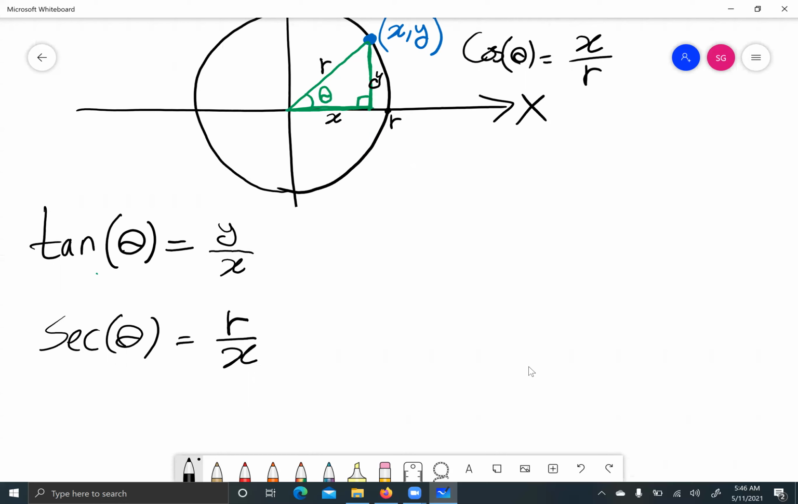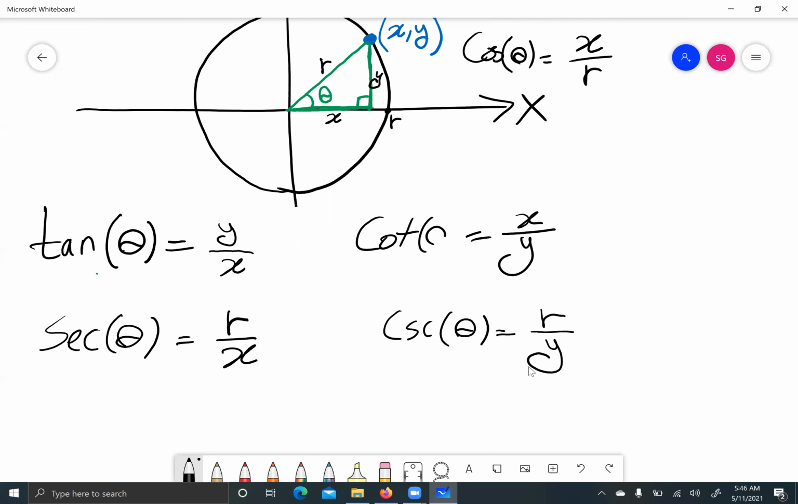this ratio. Another possible ratio is to take r over y. How about this? You can divide r by y. It's going to be a number. We define it as the cosecant function. So these are just names. We give them names. And finally, the last possible ratio is to divide x by y, and then we name it the cotangent function.